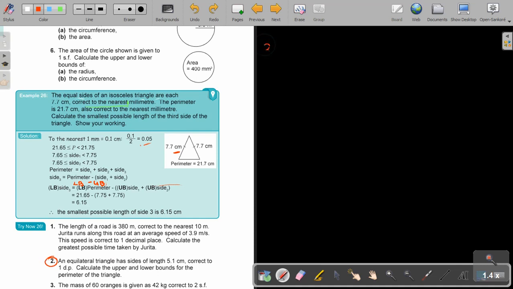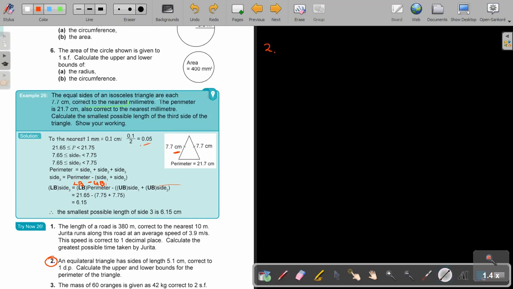So, let's start. An equilateral triangle has sides of length 5.1 centimeters, correct to 1 decimal point. Calculate the upper and the lower bounds for the perimeter of this triangle. This is actually a nice one because it is not going to be so complicated. So it's Try Now 26, number 2. Correct to 1 decimal, it's an equilateral triangle.